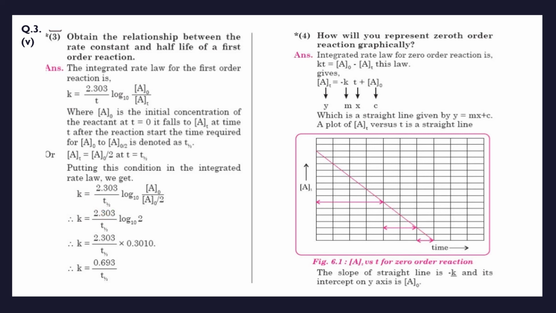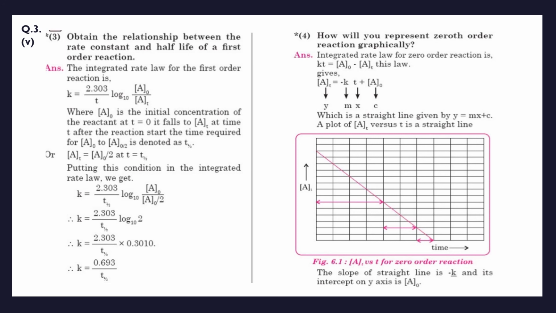That is, in place of t, we are substituting t half. Logarithm to the base 10. Initial concentration remains same, but at half-life time, the final concentration is A0 upon 2. This on calculation, we can write as k is equal to 2.303 upon t half logarithm to the base 10 of 2. We know logarithm to the base 10 of 2 is 0.3010. On calculation, k is equal to 2.303 into 0.3010 upon t half, which can be written as 0.693 upon t half.